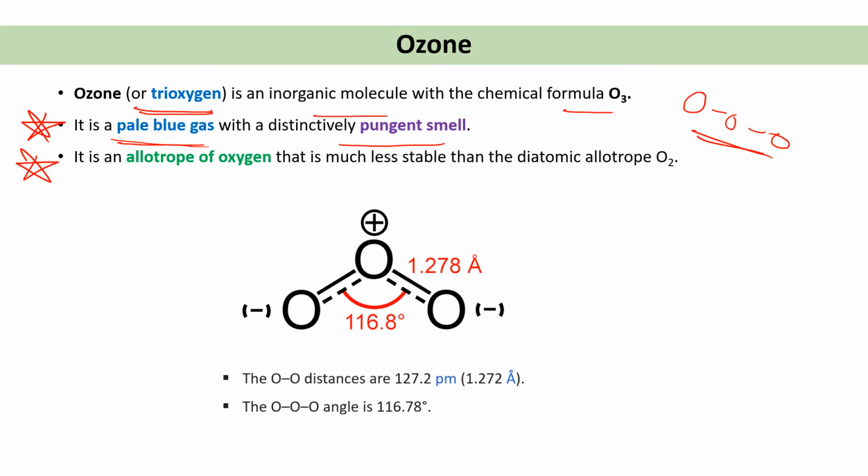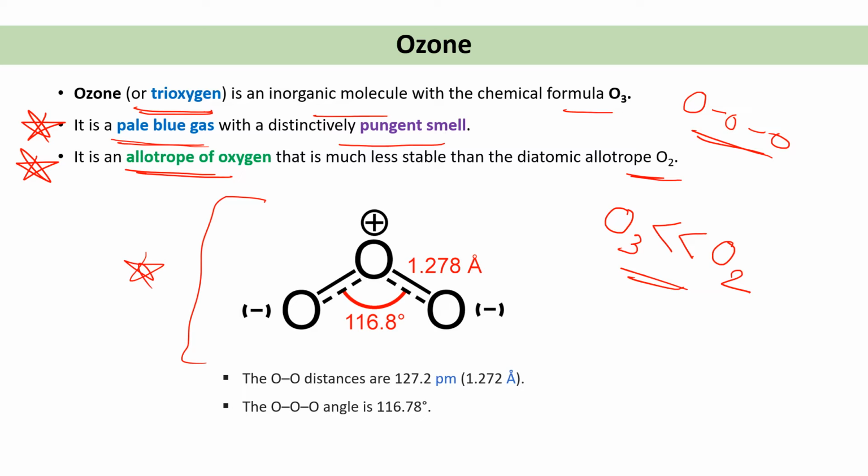So it is an allotrope of oxygen, okay, which is less stable than the O2. So ozone is the allotrope of oxygen, which is less stable than the oxygen. So this is the molecular structure of the ozone. Here you can see the bond angle between the oxygen atoms is 116.8 degree, and the bond length is 1.278 angstrom.